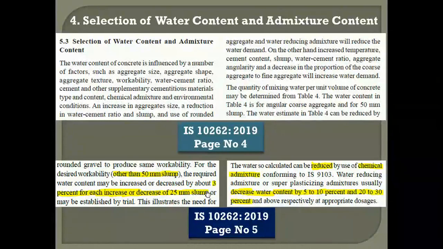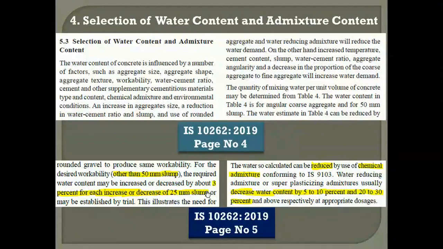Similarly, if you are finding the water content for 100 slump, then for every 25 increase you have to increase by 3%. So for 100 slump you have to increase the water by 6%: 3% for the first 25 increase, and another 3% for the next 25 increase in slump. In this way you have to calculate the water content.